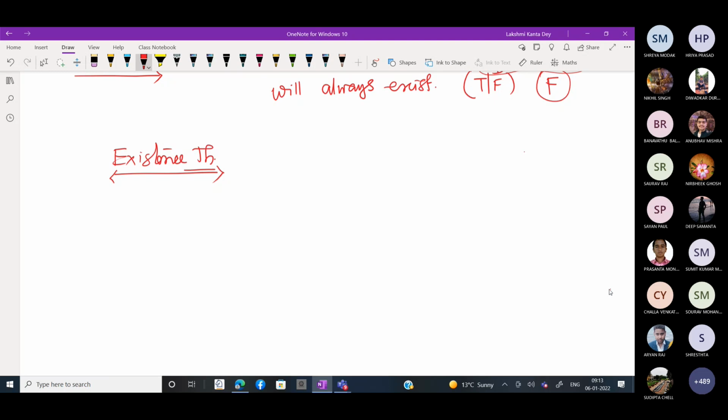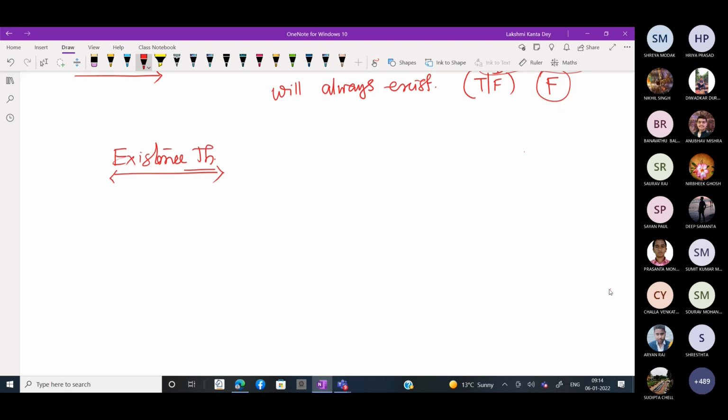No, what does it say? The existence theorem, whatever I have written in the lecture notes. Sir, if f is integrable, and all the iterated integrals are equal, then the double integral will exist and is equal to the iterated integral.